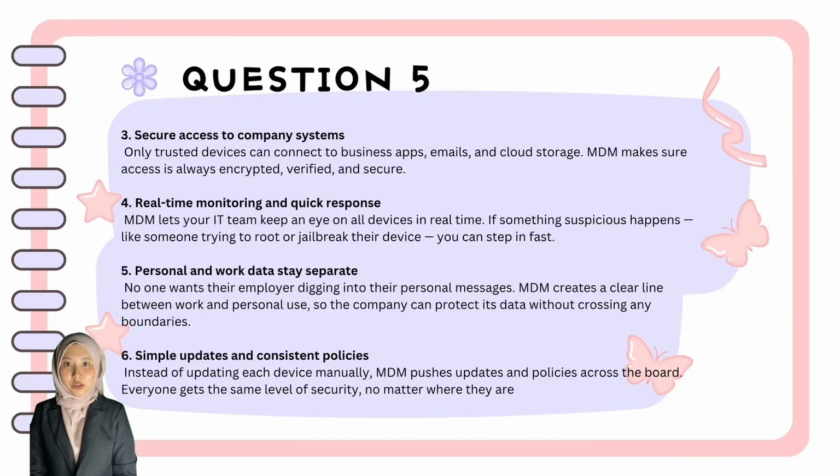Number 3 is secure access to company systems. Only trusted devices can connect to business apps, email, and cloud storage. MDM makes sure access is always encrypted, verified, and secure. Number 4 is real-time monitoring and quick response. MDM lets your IT team keep an eye on all devices in real time. If something suspicious happens, like someone trying to root or jailbreak their device, you can step in fast.